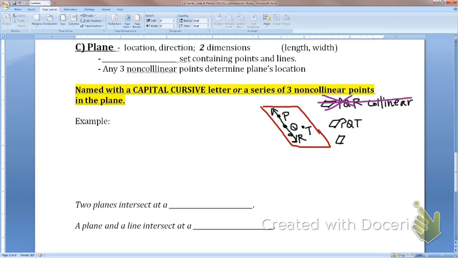Or plane QRT. Or plane PRT, any combination of the 3. You just cannot use PQR because it's collinear. Okay?